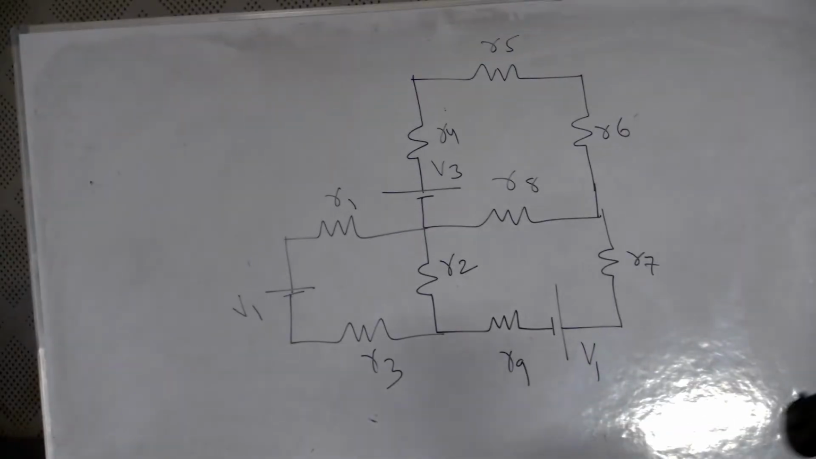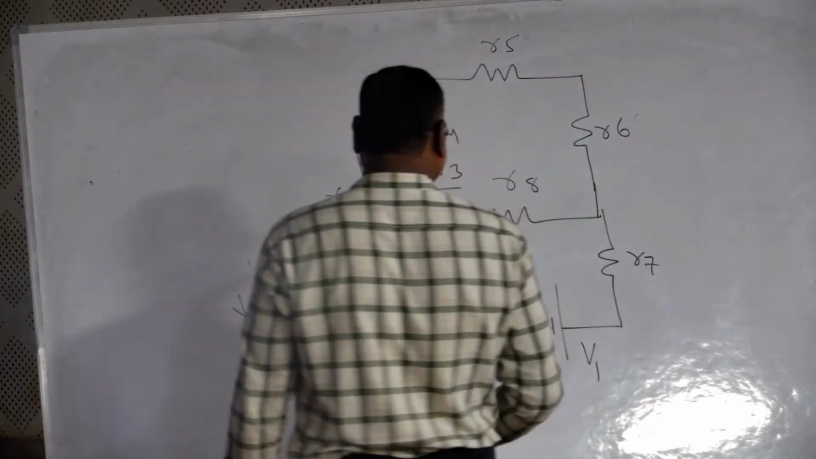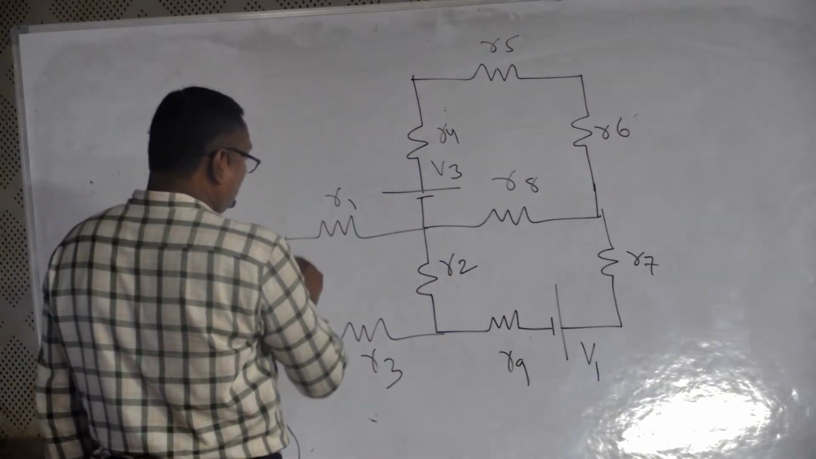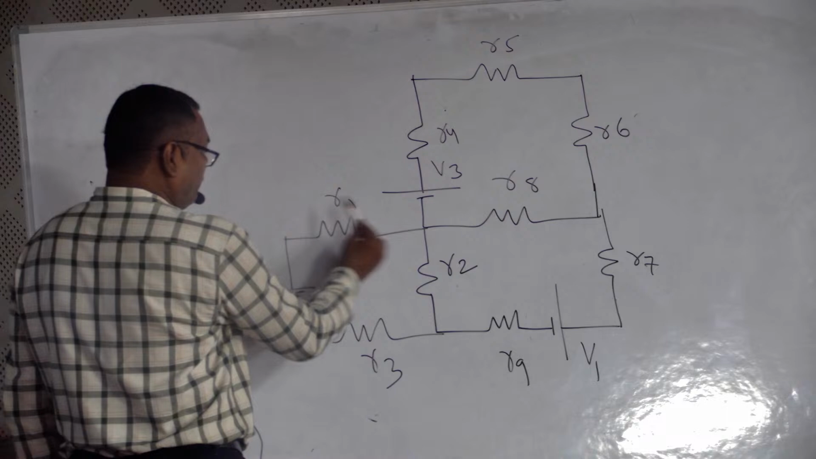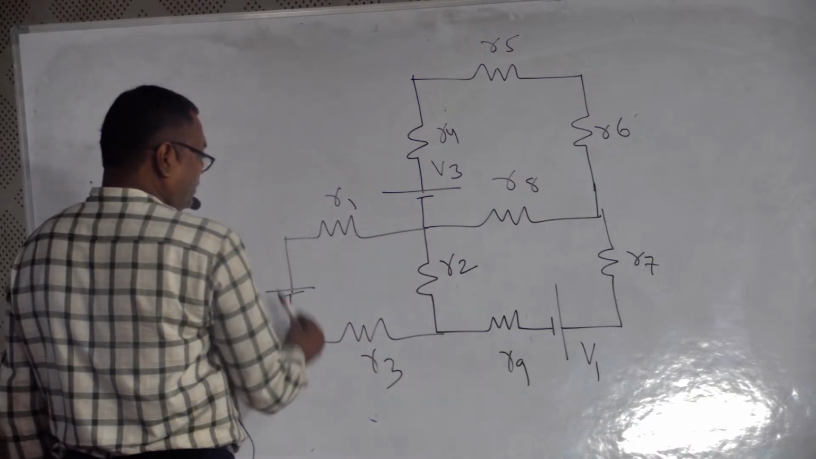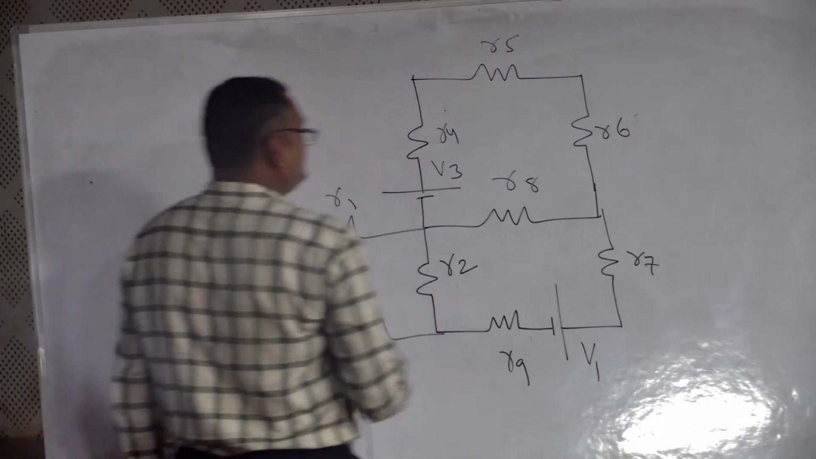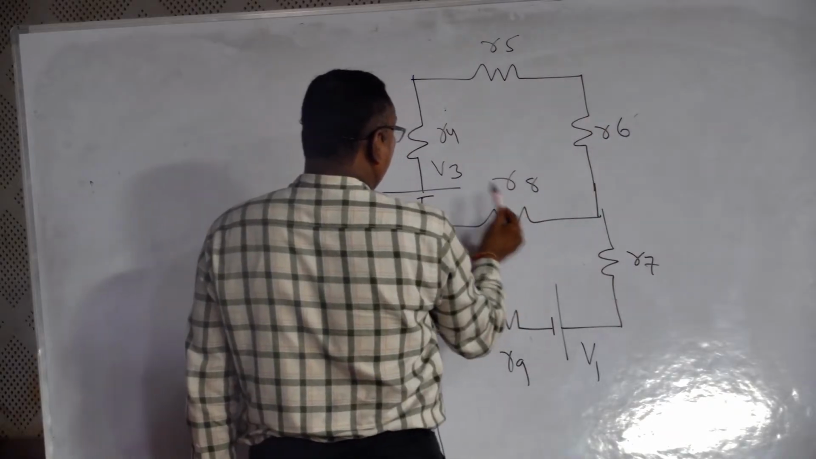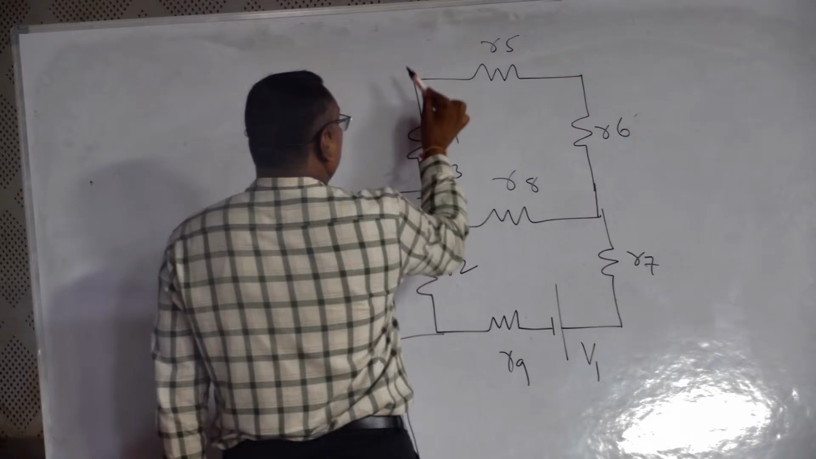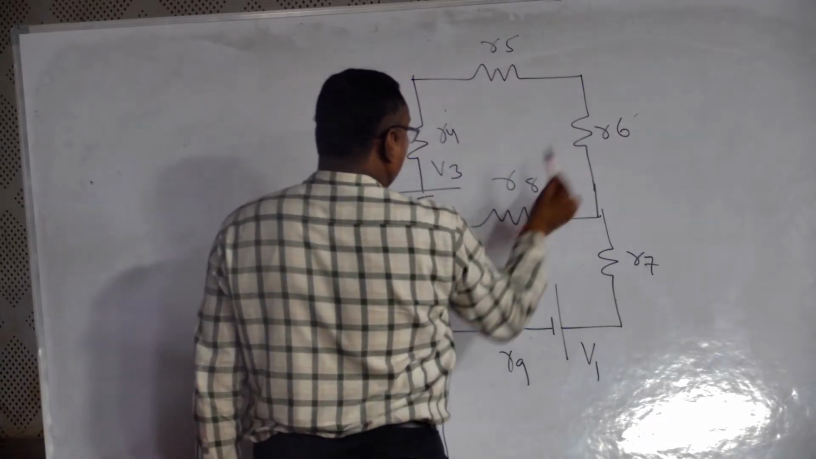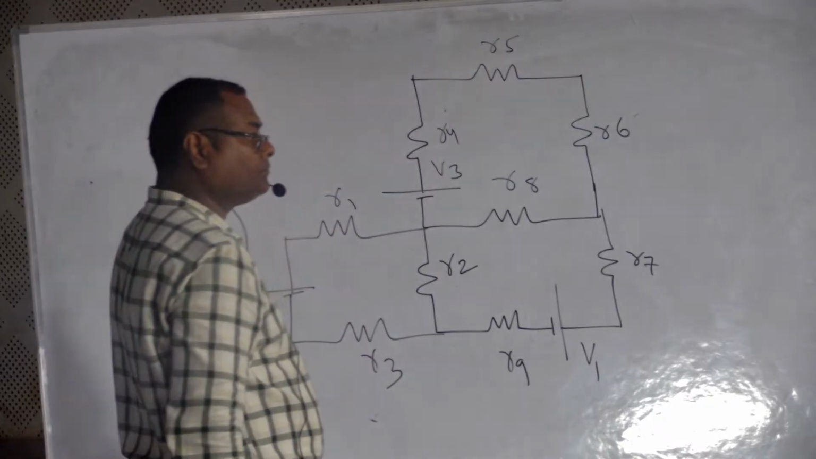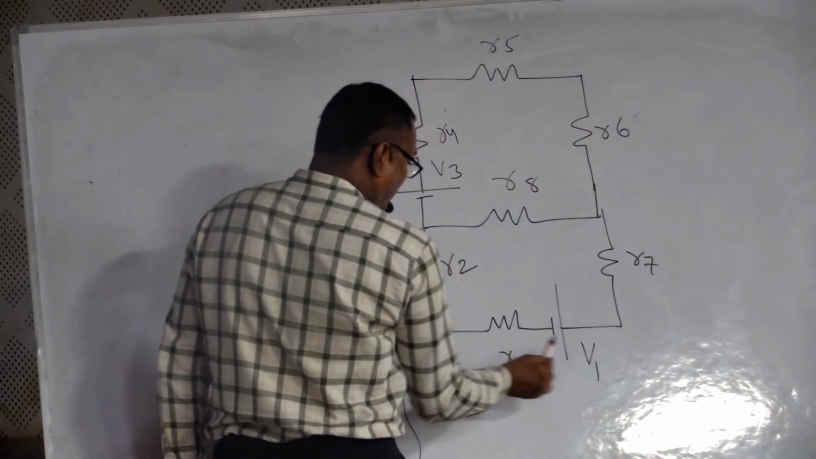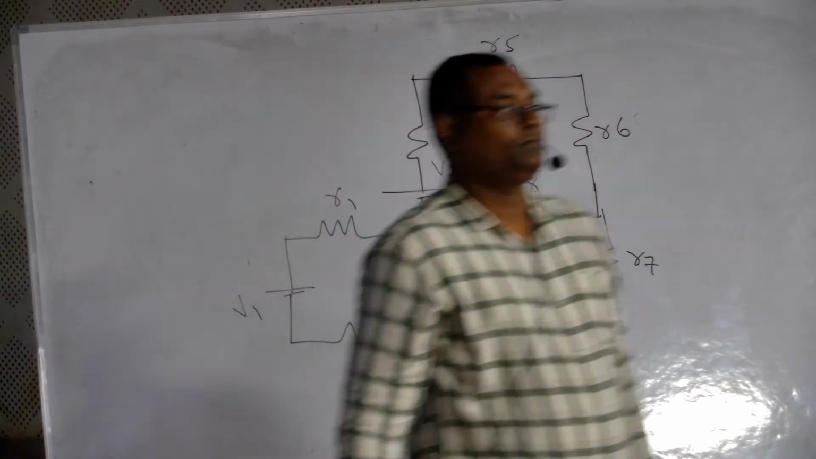R1, R2, R3, V1: this loop, V1 R1 R2 R3, is a mesh or loop. Next, the second mesh: R4, R5, R6, R8, V3, mesh 2. The last mesh: R7, V1, R9, R2. This is the given problem.